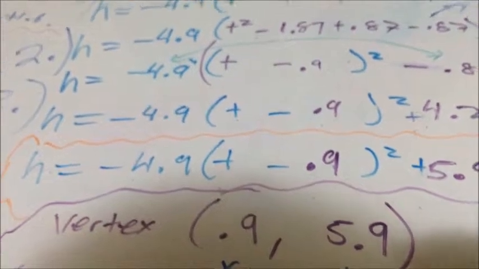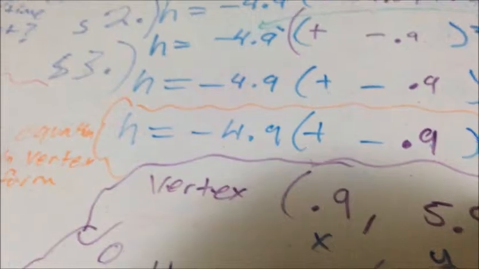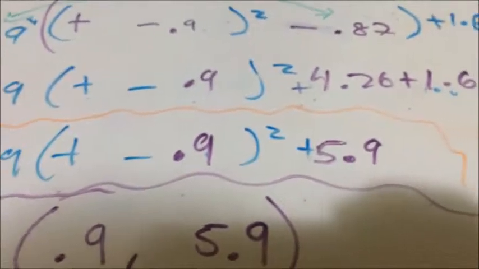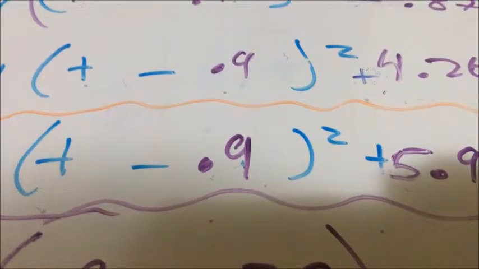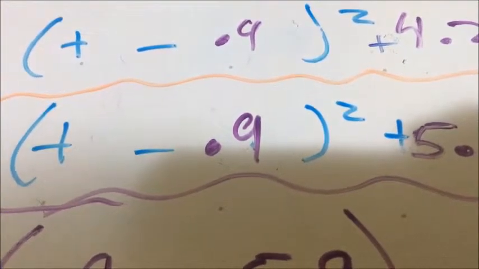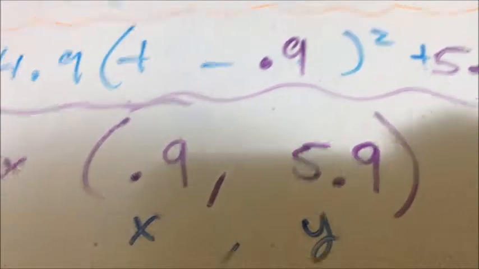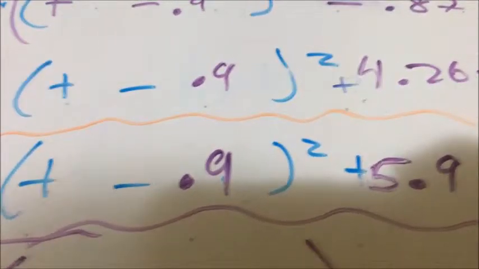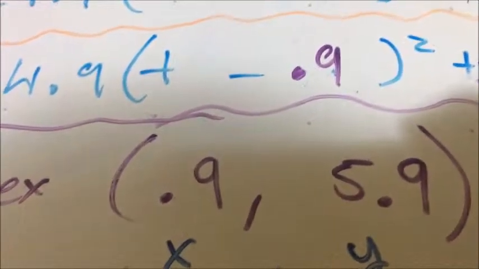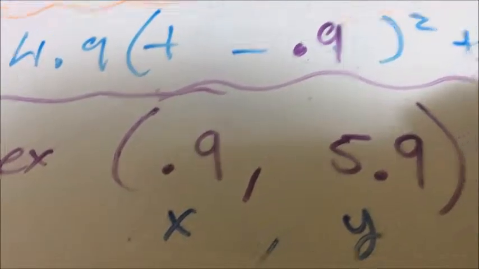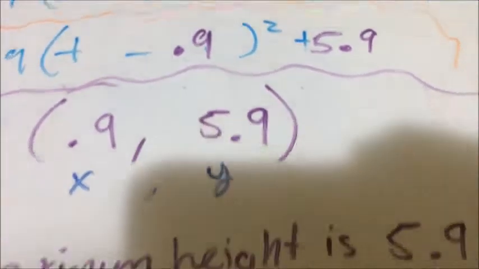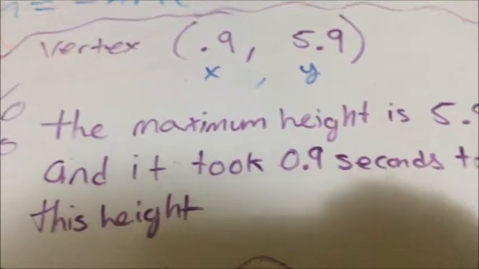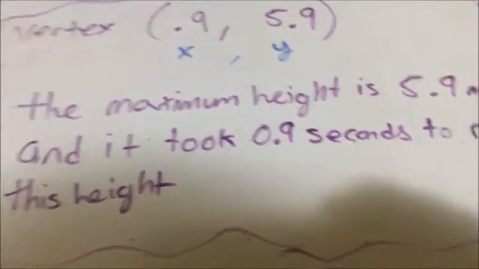Now that we have the equation in vertex form, all we have to do is take out the x and the y values from there. The x value is inside the bracket, and there's a negative sign right there, but once you take it out it becomes positive because there's also already a negative sign in the equation. So the x value is 0.9, the y value stays the same, which is 5.9. Therefore the maximum height is 5.9 meters, and it takes 0.9 seconds to reach this height.